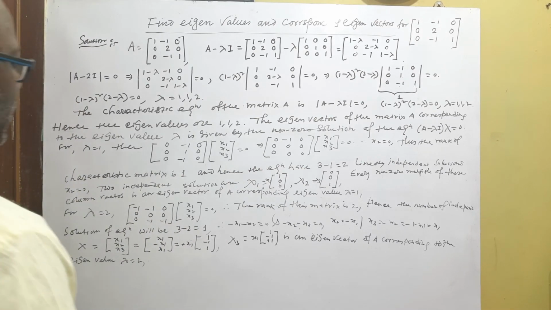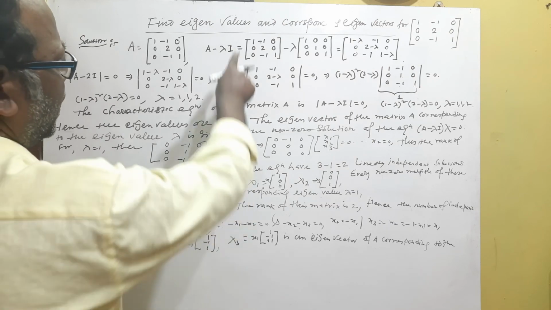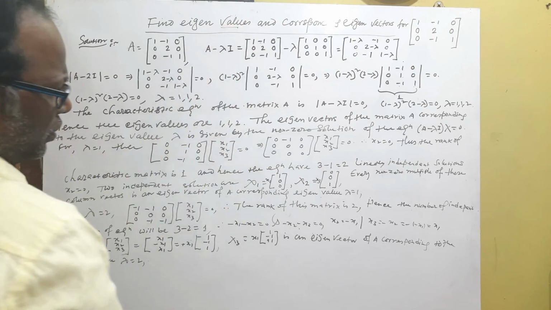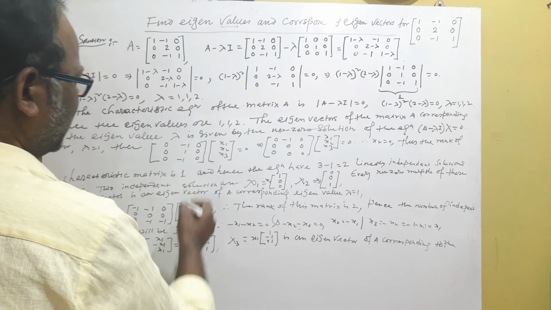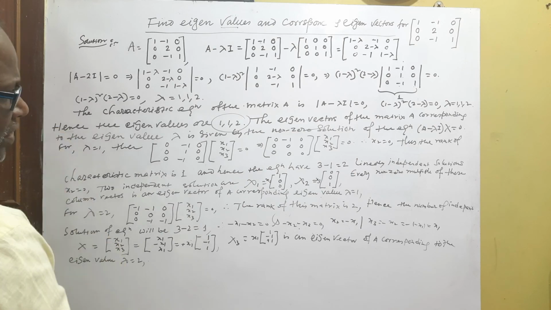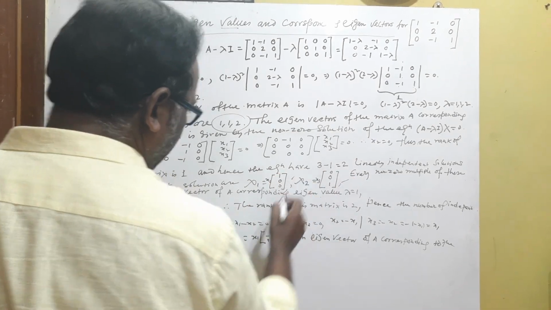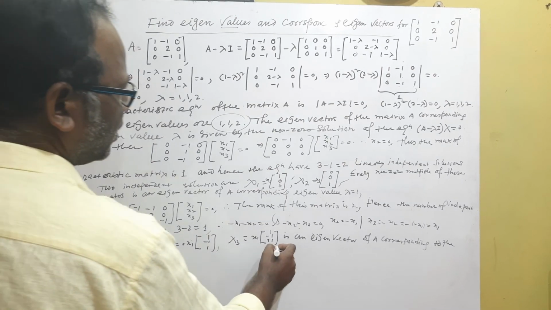Okay, therefore this is your solution. Here is the answer to the question. The eigenvalues are 1, 1, 2, and the eigenvectors are 1, 0, 0, and 0, 0, 1, and the third eigenvector is 1, minus 1 and 1.